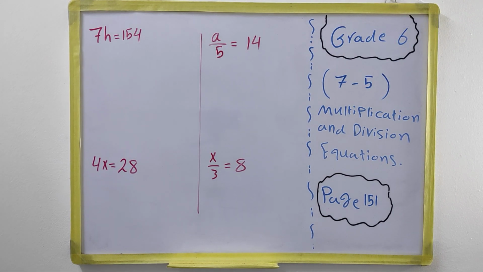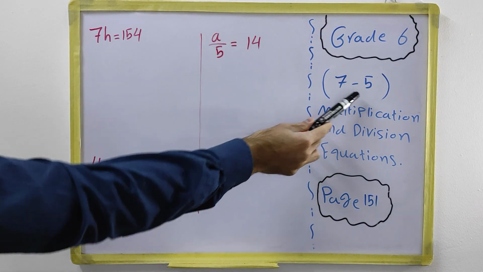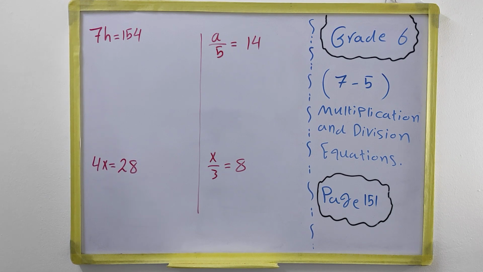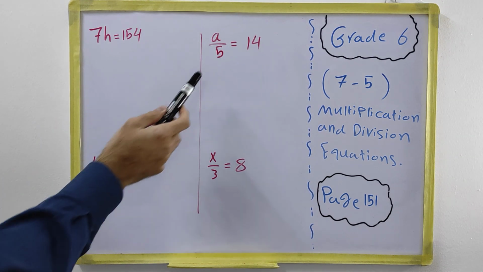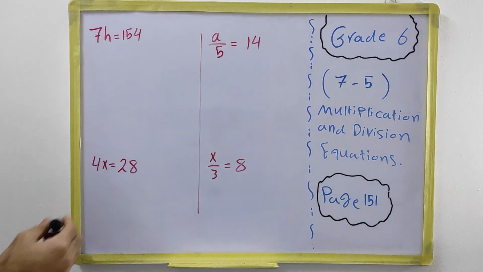Hi everyone, in this video for grade 6 we have unit 7.5, which is about multiplication and division equations on page 151 in the book. In this unit, we study both multiply and divide.